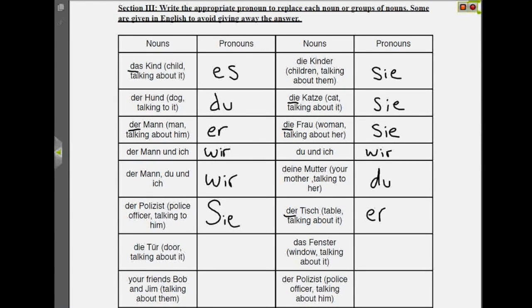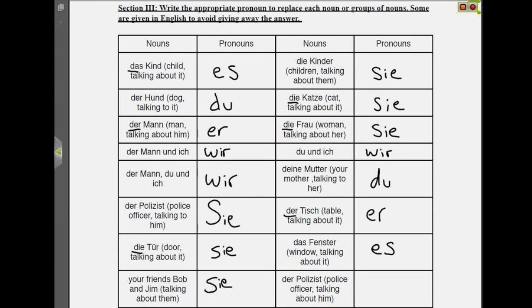Die Tür, talking about the door. That was the example I gave earlier. Die Tür, being a feminine noun, we have to use sie. Das Fenster, the window. If you're talking about it, the it has to be the neuter it, es. Your friends, Bob and Jim, when you're talking about them. If it's them, it's they in the nominative case, and we would say sie, they.